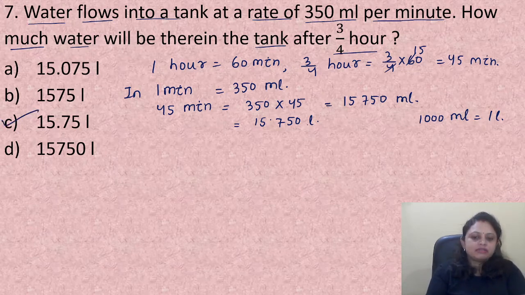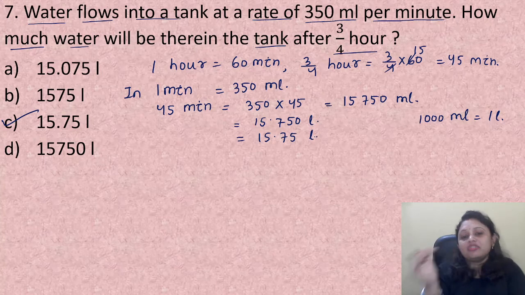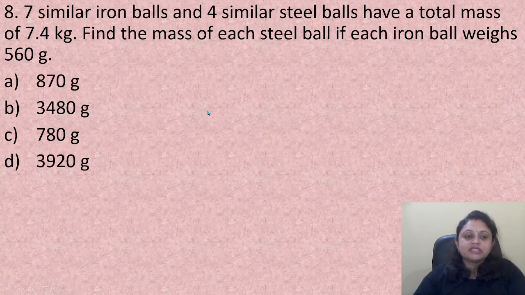So 15.750 is equal to 15.75 liter. You know, after the decimal on the right hand side, 0 has no value, right? We have discussed it in the decimal chapter. Yes. So let's go to the next question.